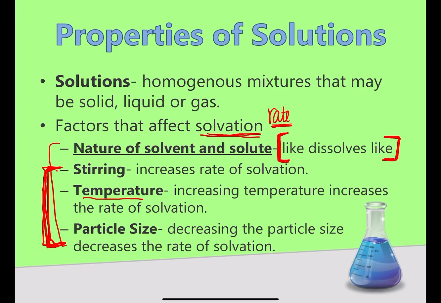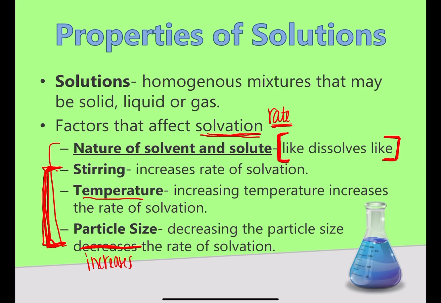And then the last one is particle size. So particle size, if you decrease the particle size, that should say increases the rate of solvation. Decreasing the particle size is going to increase the rate of solvation. So smaller molecules, or smaller compounds, are going to dissolve faster.